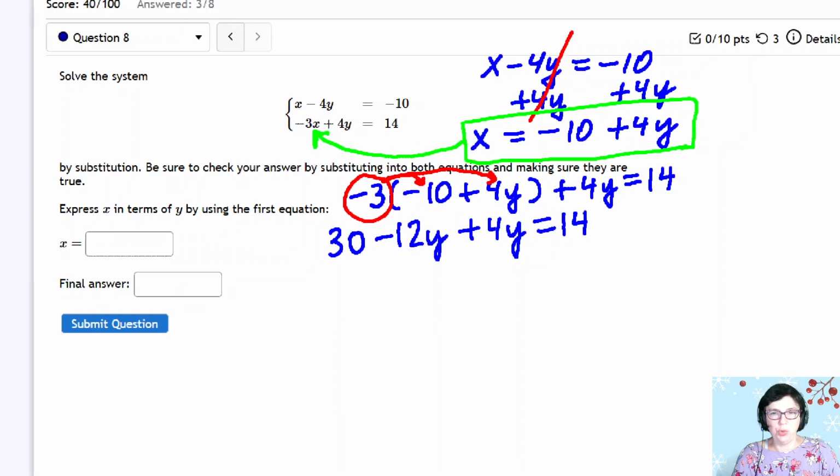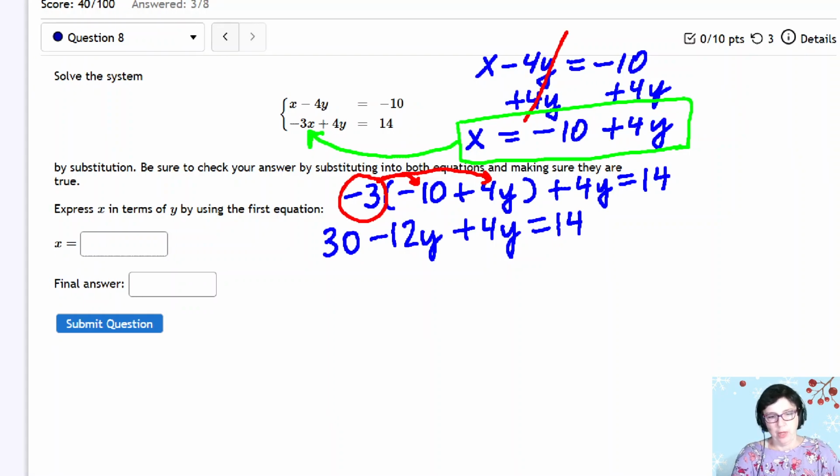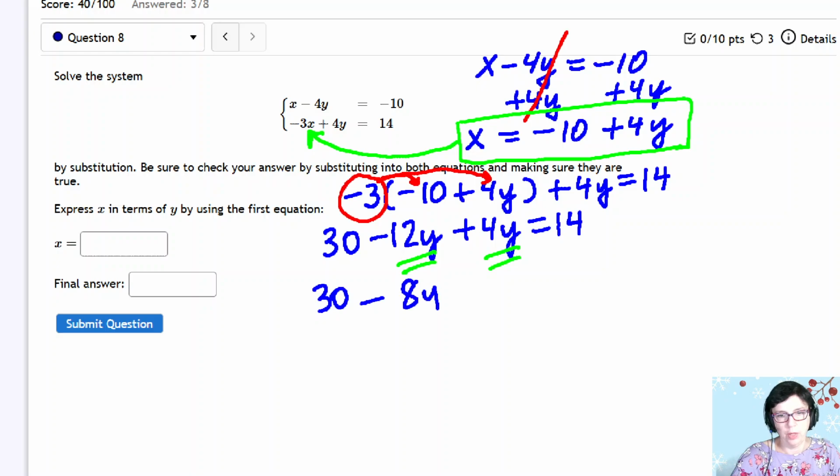The next step is to combine like terms. This one says negative 12y. This one says plus 4y. Now, to combine these terms, start with negative 12 and add 4 to that. Negative 12 plus 4 is negative 8, right? That would give you negative 8y. Okay, 30 minus 8y equals 14.